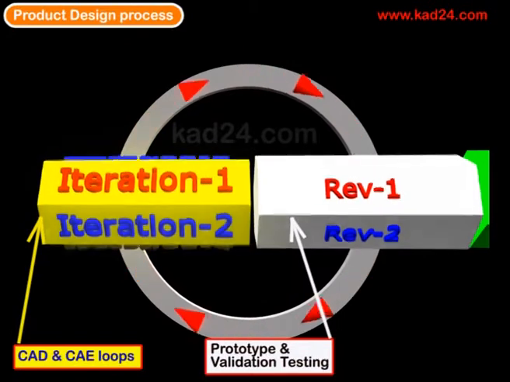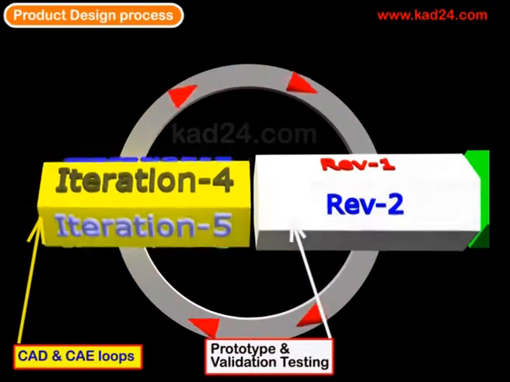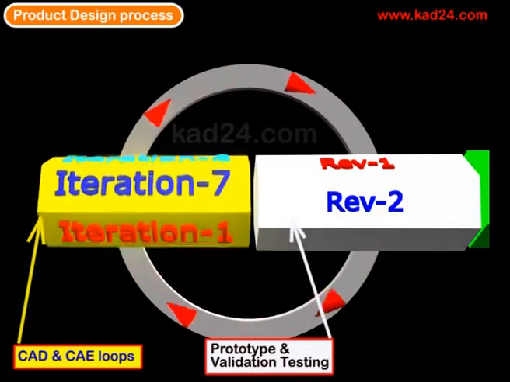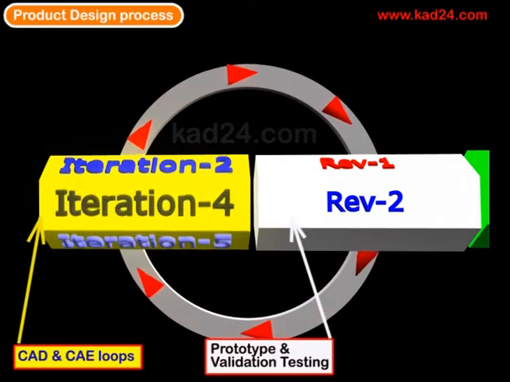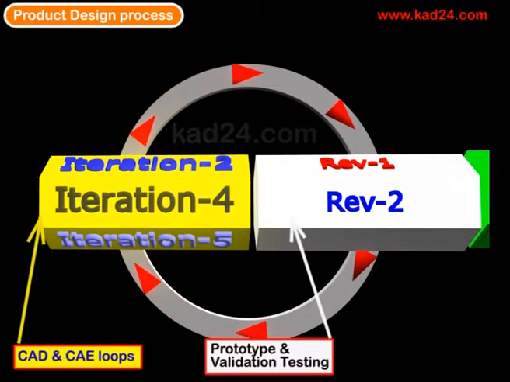So if we work on design iterations, then you can see that rotating, it can go up to iteration 7. It doesn't matter because it's cheaper to do it at the CAD and CAE stage than later on downstream. And then one of these iterations has to be frozen for making the prototype and then the testing of the prototype.